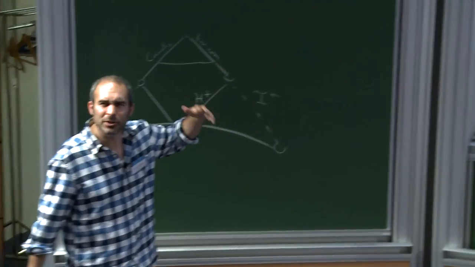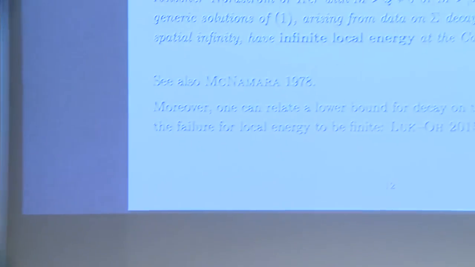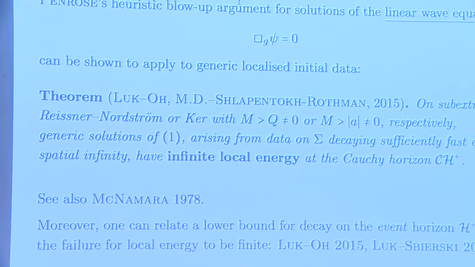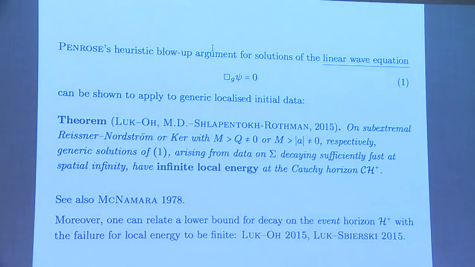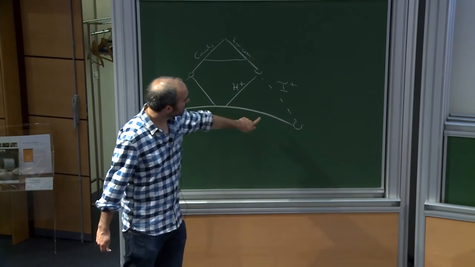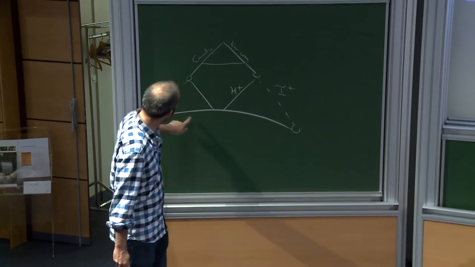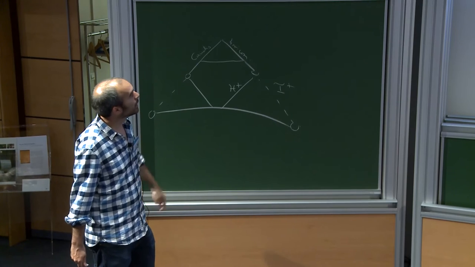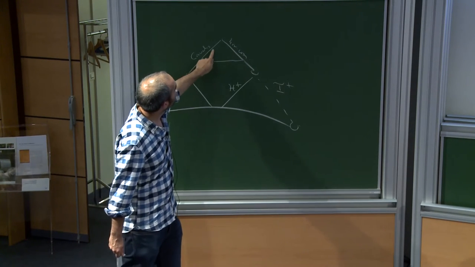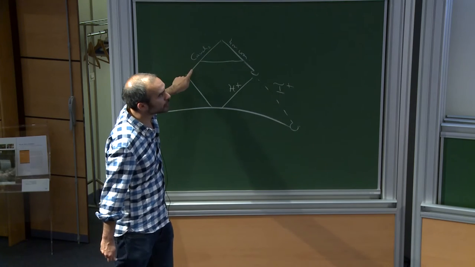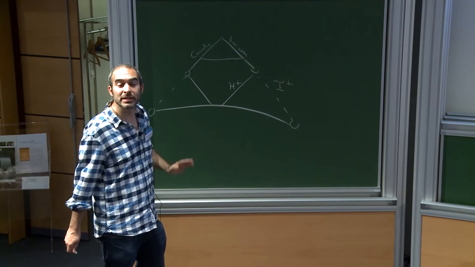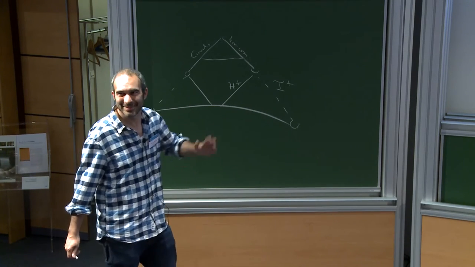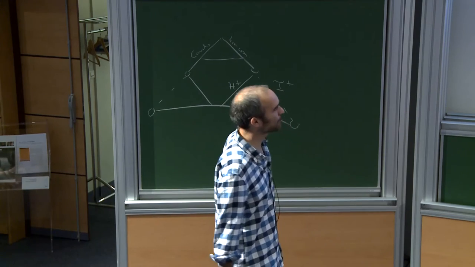Actually, you can show that the blue shift instability wins, and this is a theorem both on subextremal Reissner-Nordström, which is a poor man's version of Kerr, but also on Kerr itself in the full subextremal range. And essentially, the statement is that generic solutions of the wave equation, which are localized, in fact, they can decay very, very fast to spacelike infinity, will fail to have a finite local energy everywhere on the Cauchy horizon. Okay. So indeed, in linear theory, there is some truth to what Penrose was saying.